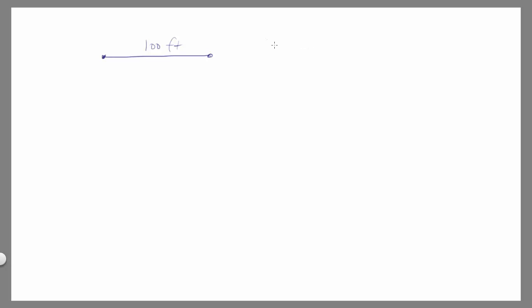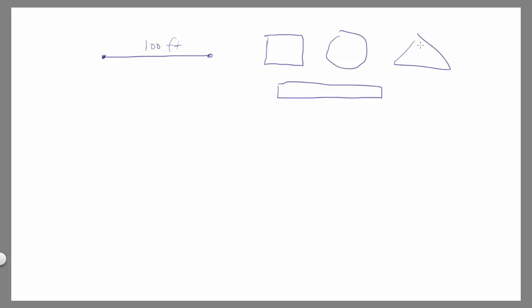Makes sense? So for instance, if I had a square, then all the sides would add up to 100 feet. If I had a circle, same thing. Or if I had a rectangle, same thing. Triangle maybe. So my question to you is, what do you think the shape is that I could enclose the most area with if the outside has to measure 100 feet?